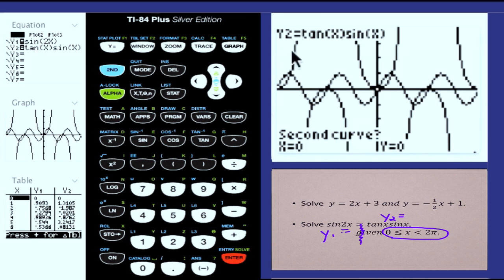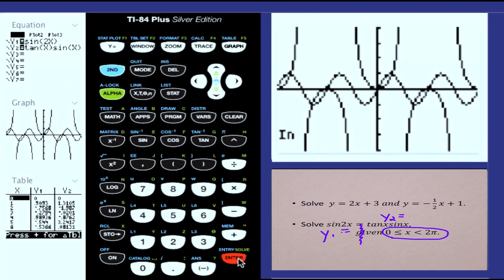Second curve, again, it says y2. So that is our second equation. So then we press enter to say yes. And our guess happens to be exactly on the point where we think. It looks to me as if that's the intersection point. So I'm not going to move it, and I'm going to press enter. And in fact, that is the intersection point, 0, 0.